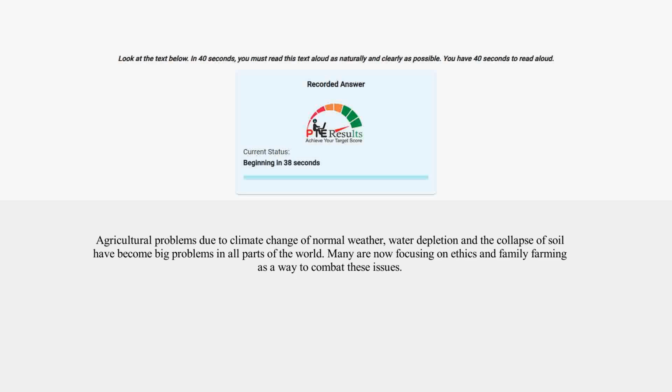Agricultural problems due to climate change, abnormal weather, water depletion and the collapse of soil have become big problems in all parts of the world. Many are now focusing on ethics, and family farming is a way to combat these issues.